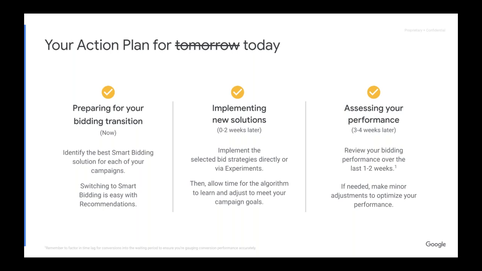Implement then these new solutions. I strongly recommend experiments because to me it's the way to minimize risk and get solid conclusions via the experiments report. Of course, always remember to allow time for the algorithm to learn and adjust to meet your campaign goals. And then after 3-4 weeks, you should already be able to assess your performance and get some preliminary results.